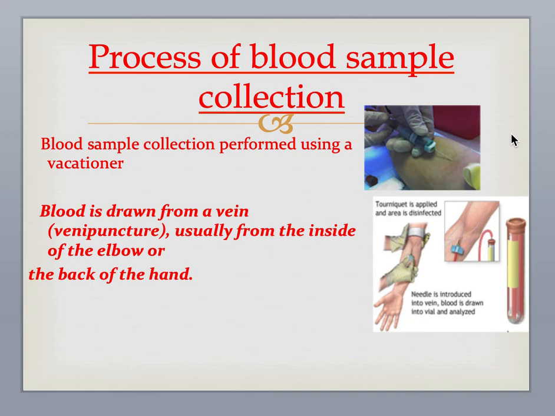So what are the different processes for blood sample collection? Blood sample collection is performed using injection. Blood is drawn from the vein, usually from the inside of the elbow or from the back side of the hand. So you can do it near the elbow or from the back side of the hand or the palm.